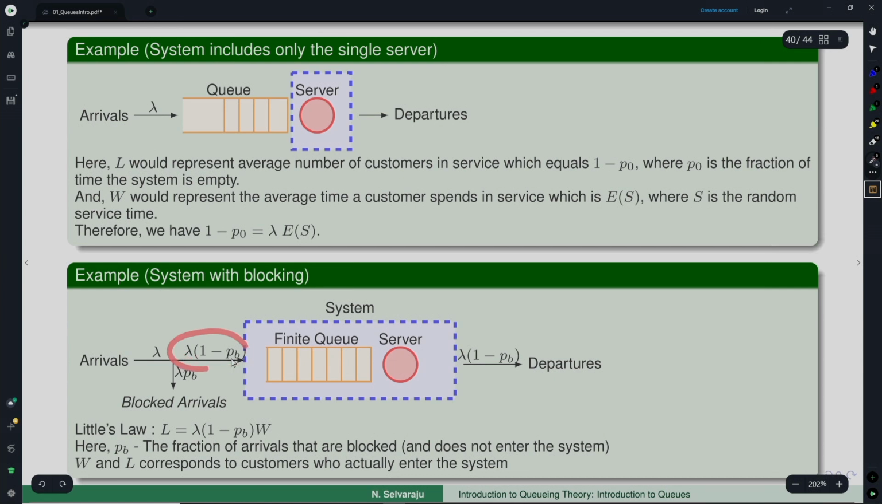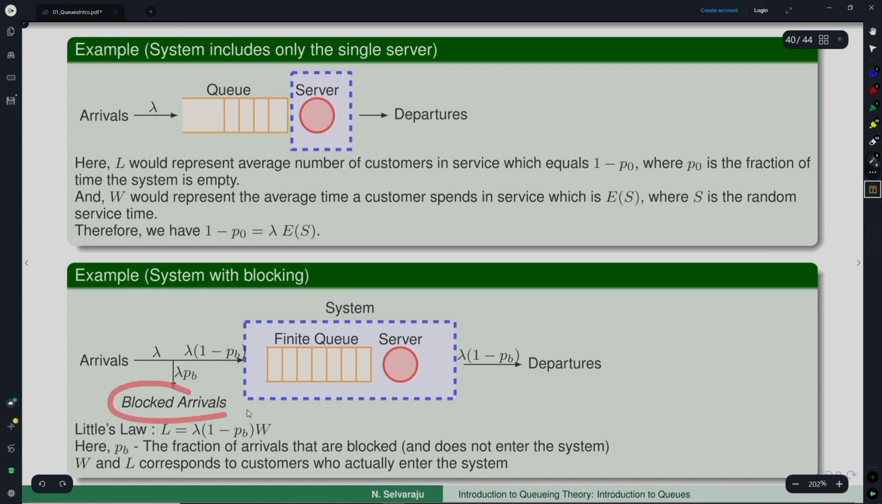So, the remaining proportion of this lambda would enter the system, right. They will be waiting in the system and then go to service, and the departure rate is what we call simply the throughput of the system, right. Now, this W and L here, remember, depending upon the scenario, you have to interpret the meaning of W and L. It is not always the number in the system. So, here L and W would correspond to only those customers who actually enter the system. Out of lambda, only this portion enters the system. Now, this L and W correspond to only this.